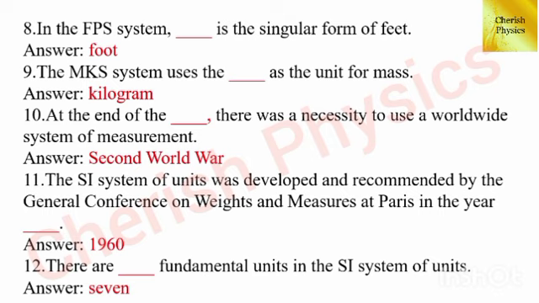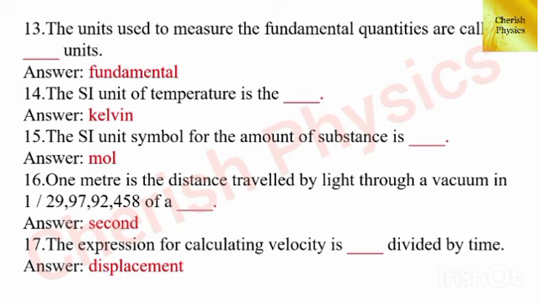The SI system of units was developed and recommended by the General Conference on Weights and Measures at Paris in the year 1960. There are dash fundamental units in the SI system of units. 7. The units used to measure the fundamental quantities are called fundamental units. The SI unit of temperature is the dash. The answer is Kelvin.